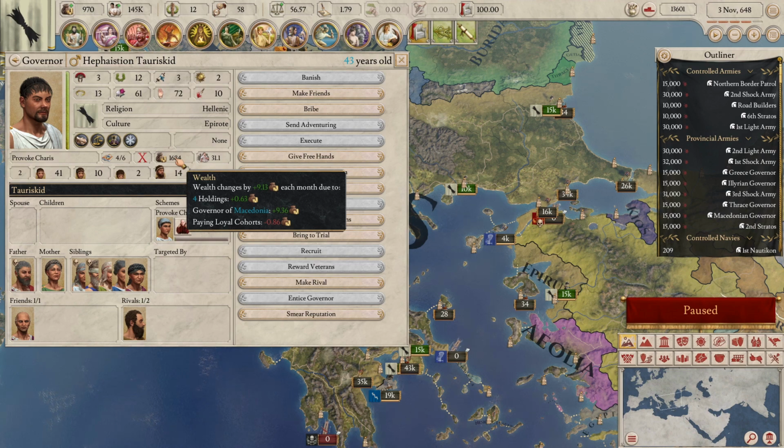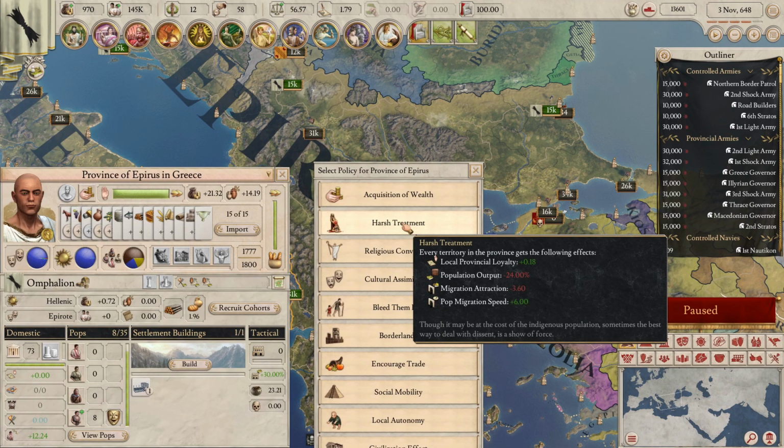Bear in mind, if you have the acquisition of wealth policy, this number should be 33% higher, because as we said, as well as increasing local tax, it increases province commerce, while increasing the amount of wage paid to the governor.